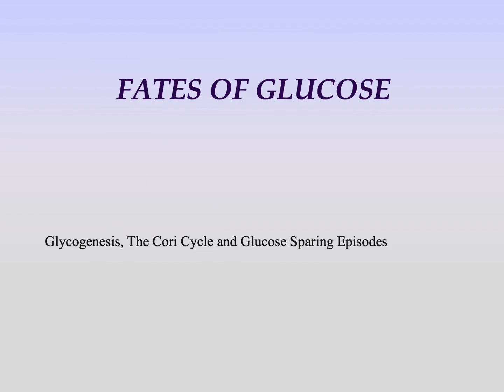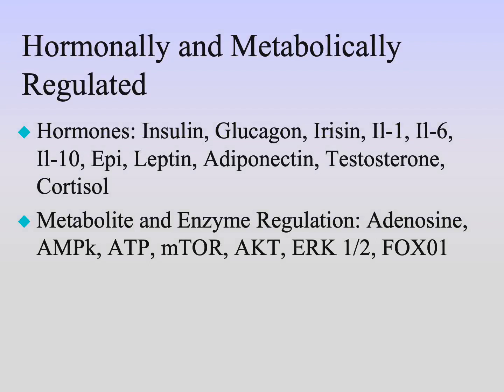So that deals with pyruvate, that deals with the overall anaerobic pathway. But we also have to look at where we get the initial fuel source for this anaerobic pathway outside of the ATP-CP. And so when we look at glucose metabolism, we look at glucose regulation, it's both hormonally and metabolically regulated. Hormones of importance include insulin, glucagon, irisin, IL-1, IL-6, IL-10, epinephrine, leptin, adiponectin, testosterone, and cortisol, just to name a few.